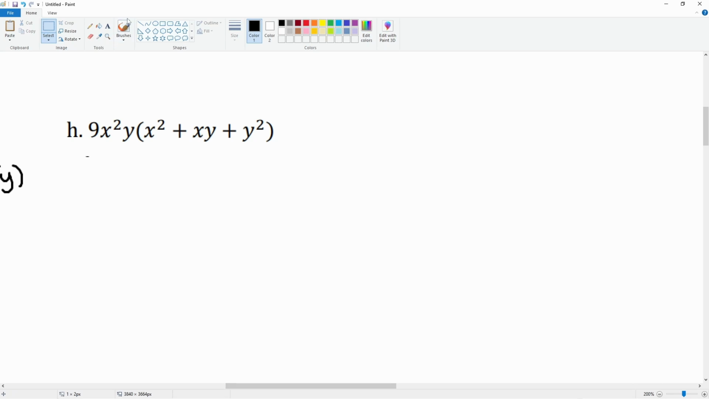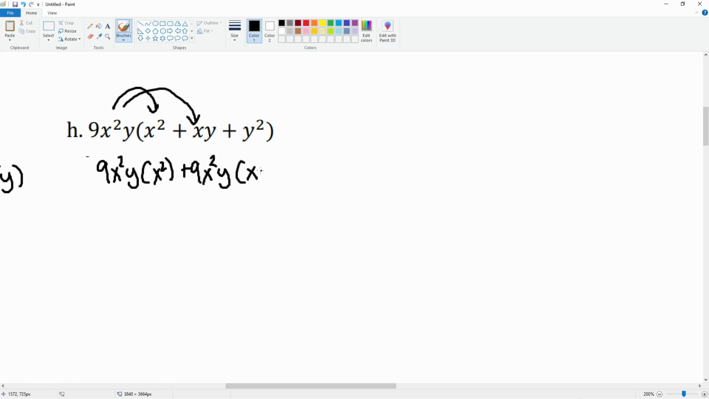And here's h. We're going to distribute the 9x squared y to the first term, parentheses x squared. Then the 9x squared y is going to be multiplied to the second term, which is the xy. Then the 9x squared y is going to be multiplied to the last term of y squared.